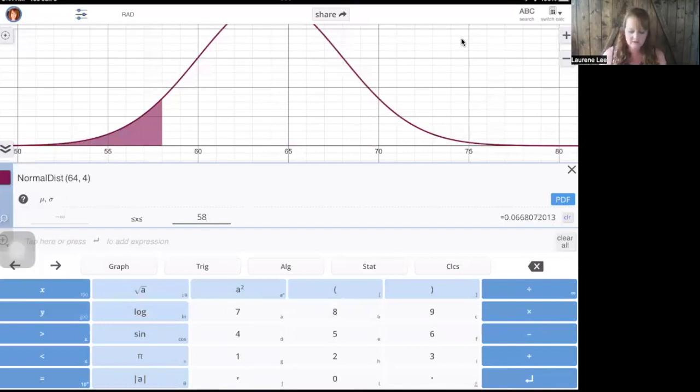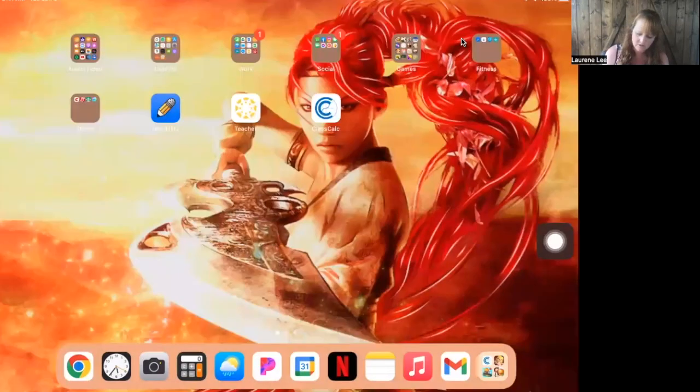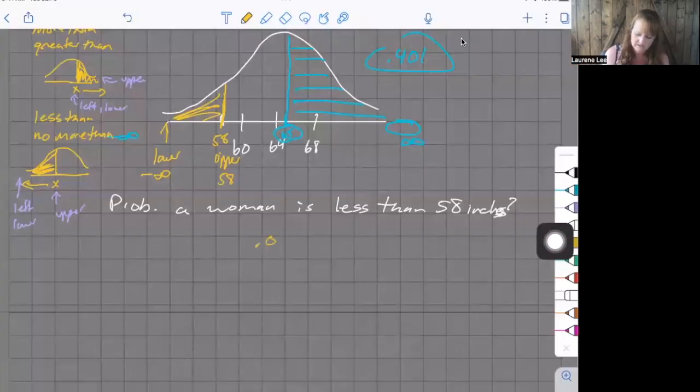So the probability that a woman's less than 58 inches, that's going to be 0.067. So it's pretty low. So we're going to say 0.067.